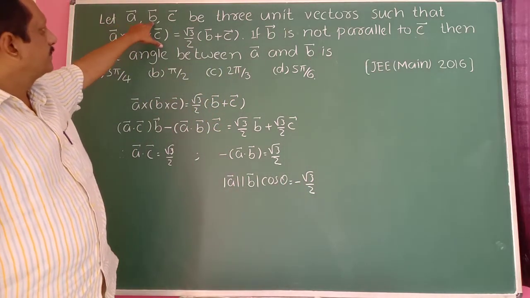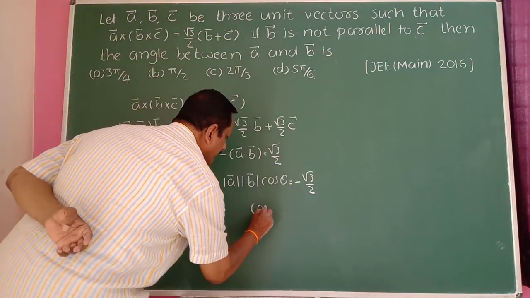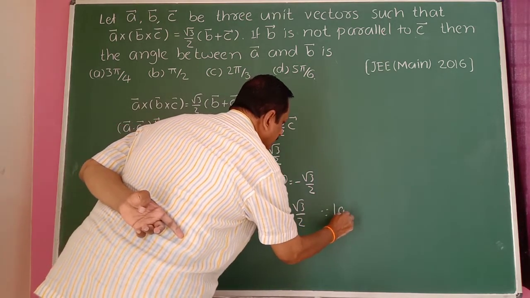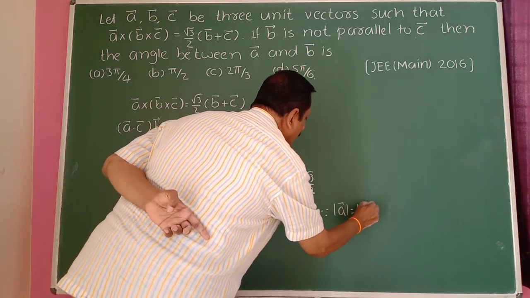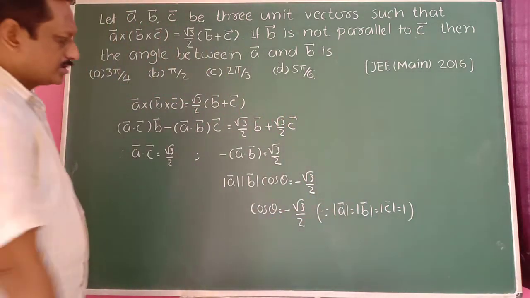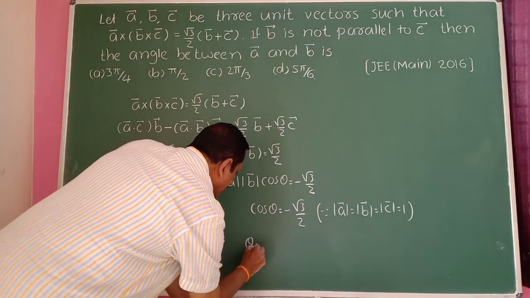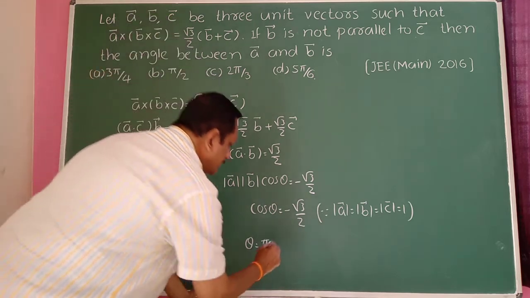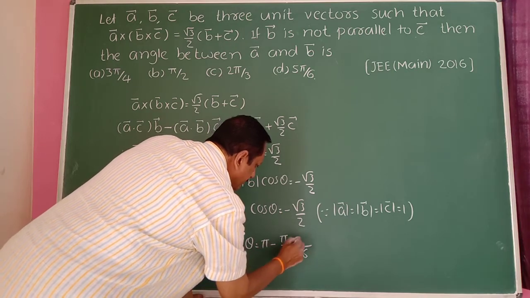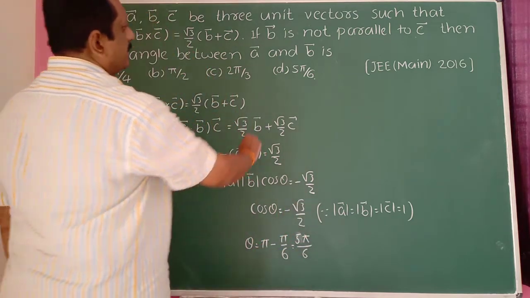And these are unit vectors, these are 3 unit vectors. So this is one, this is also one, remaining only cos theta. Cos theta is equal to minus root 3 by 2, because modulus of A bar is equal to modulus of B bar is equal to modulus of C bar is equal to 1. Cos is negative in the second quadrant. Therefore theta is equal to pi minus pi by 6. Taking LCM 6, 6 pi minus pi becomes 5 pi, so 5 pi by 6. Therefore D is the answer.